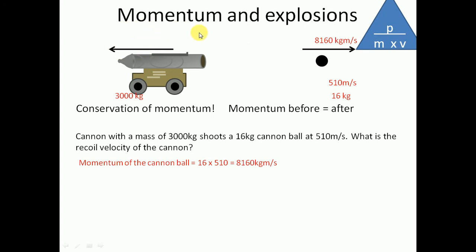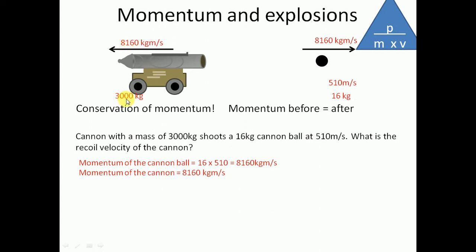So because there was no momentum before the cannon was shot, if afterwards the cannonball has this momentum, then the cannon must have an equal but opposite momentum. So the momentum of the cannon is also 8,160 kilogram meters per second. And now we can calculate the velocity of the cannon. We now have the momentum and the mass, so we can go ahead and calculate its recoil velocity.